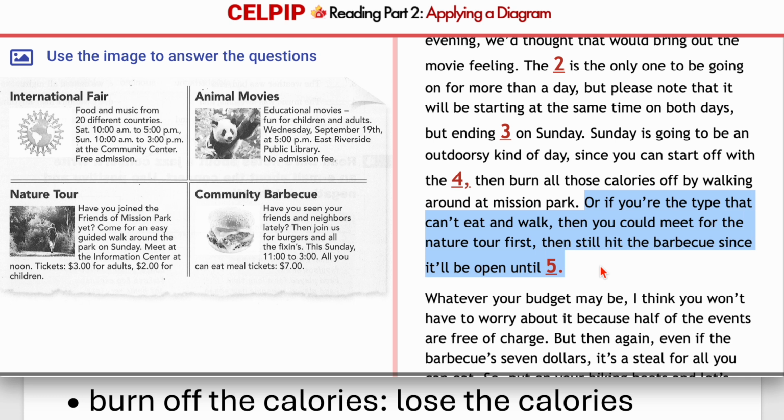Okay, next, or if you're the type that can't eat and walk, then you could meet for the nature tour first. So some people don't like to eat and walk. So after they eat, maybe they don't like to walk. So it says you can go to the nature tour first. Then still hit the barbecue, since it'll be open until. So the barbecue, it'll be open until this Sunday, 11 to 3.